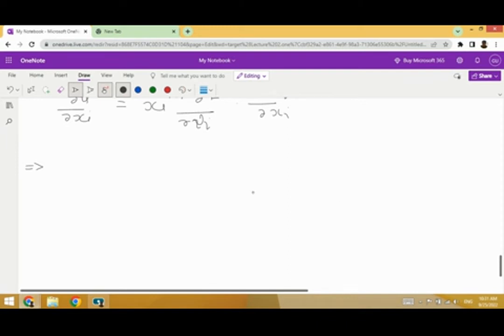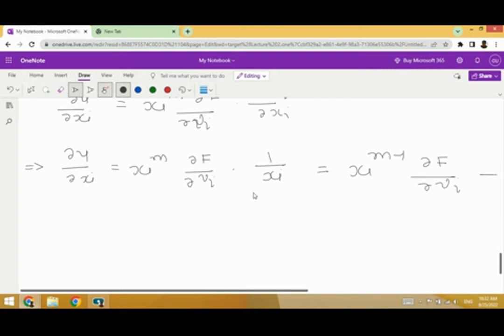del u upon del xi is equal to x1 raised to m del f upon del vi into 1 upon x1, as vi is equal to xi upon x1. So it will become x1 raised to m minus 1 del f upon del vi. Now it is our equation number 2.